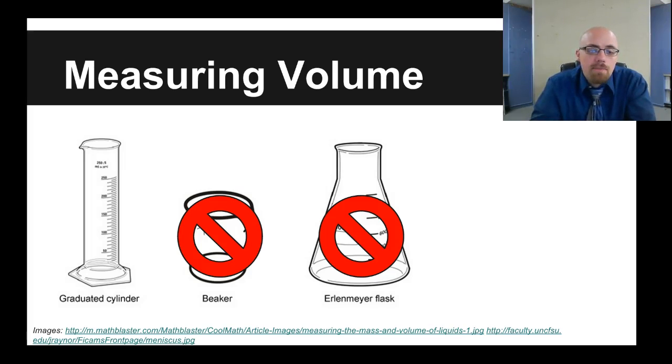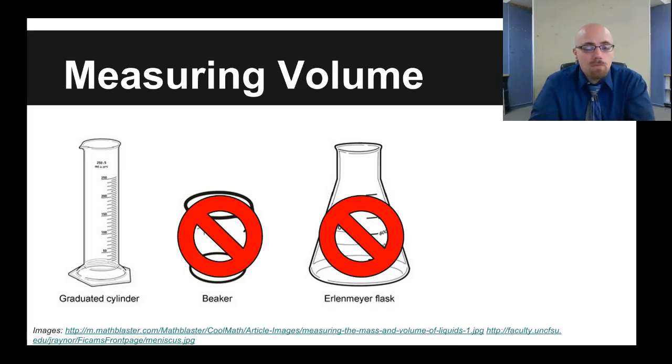And here's why. Graduated cylinders are narrow, okay, and they have a very small diameter. And what that means is that you can take much more precise measurements, because if you add a few drops of water to a graduated cylinder, you'll probably actually be able to see the water level rise inside this container. But if you add a few drops to a beaker or an Erlenmeyer flask, you won't really see any change in that water level, which means that these beakers and flasks are not really good for measurement.